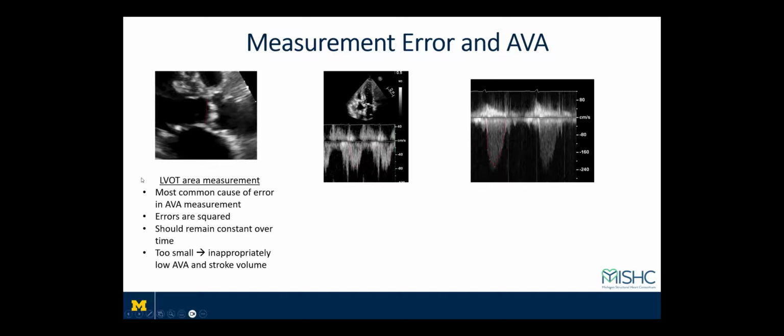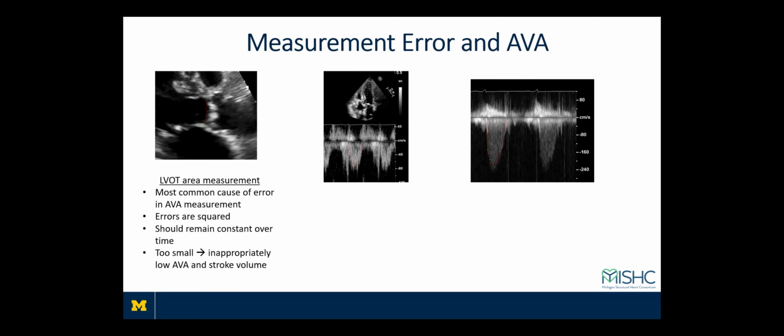So starting with the LVOT area measurement. This is the most frequently cited cause of having a misdiagnosis for an aortic valve area. And we need to make sure that we are fully opening the left ventricular outflow tract. It's easy to underestimate. The concern is that we're squaring this in our equation, and so this can lead to even greater magnitude of errors. And whenever we measure this to be too small, this can both inappropriately result in low aortic valve area as well as low stroke volume.